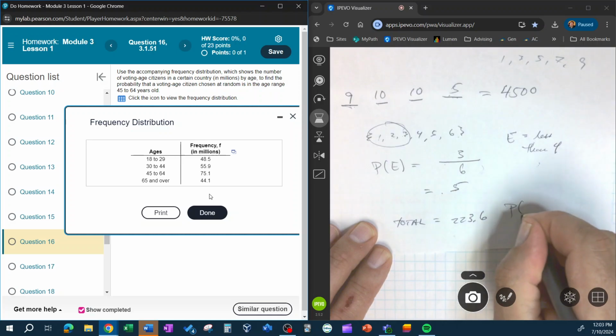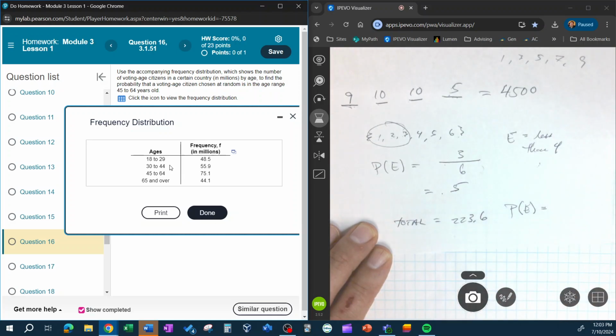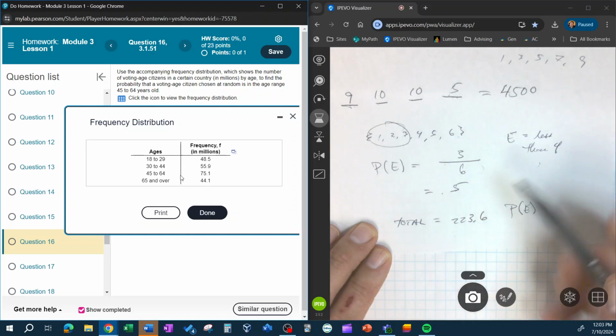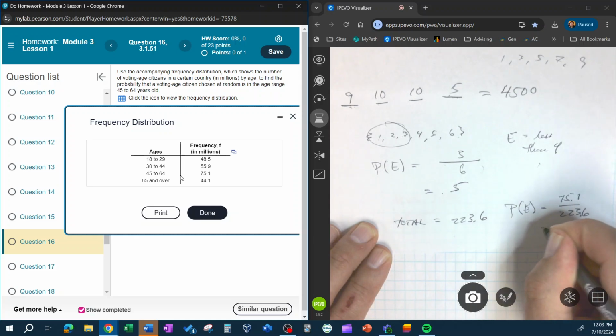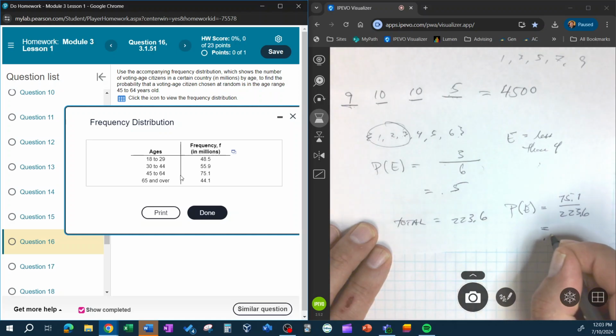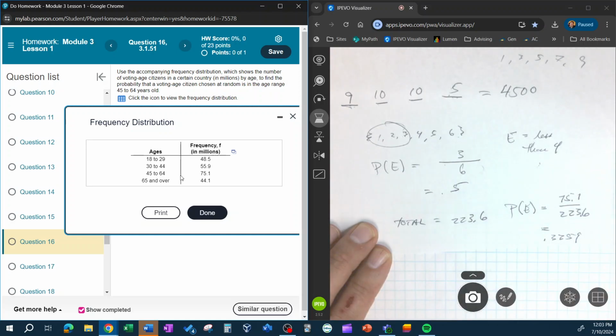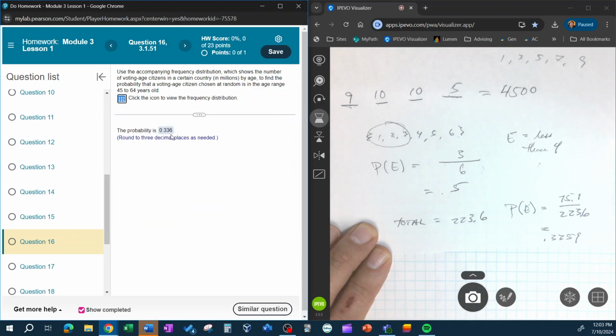So the probability of this event, of picking in the age group 45 to 64, is going to be 75.1 all over the total, 223.6. I got 0.3359. I don't know what we have to round that to. Let's see what it says here. It says round to 3 decimals, so this is 0.336.